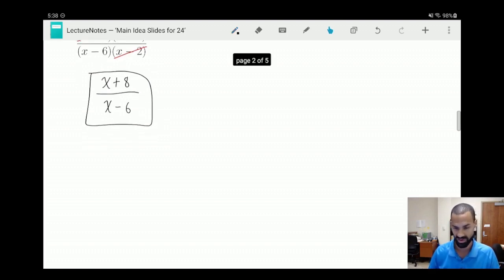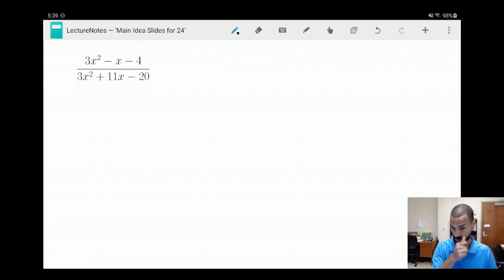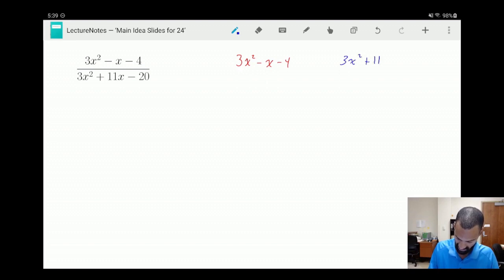Of course they're not always going to be nice like that. Most of the time they're going to need to be factored in order to simplify it. So that's what we're going to focus on now. So let's take some time. 3x squared minus x minus 4. I'm going to factor that, I should say. And I'm also going to factor 3x squared plus 11x minus 20.